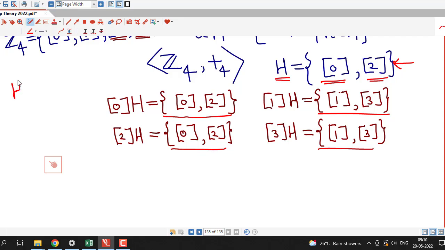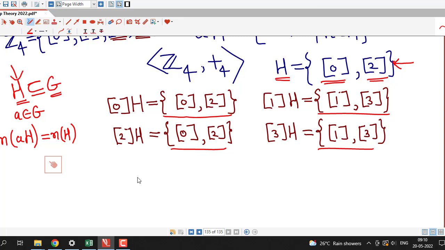So if H is any subgroup of a group G, and a is an element of G, then the order of the left coset is always equal to the order of the subgroup. If we are discussing a finite group, then the number of elements in a left coset is always equal to the number of elements in the subgroup.